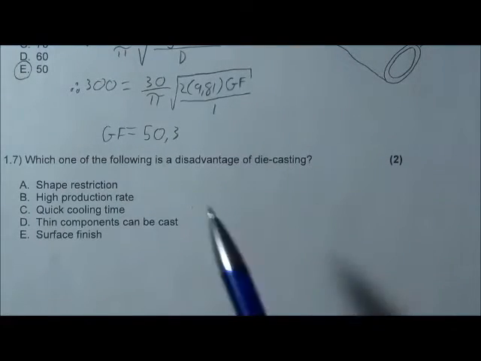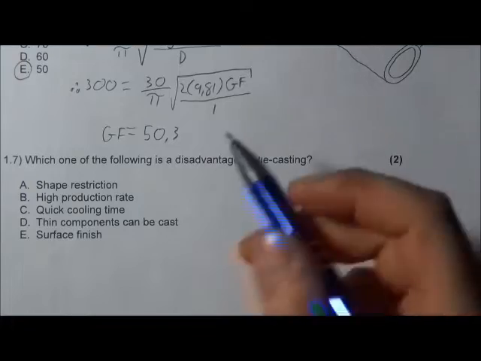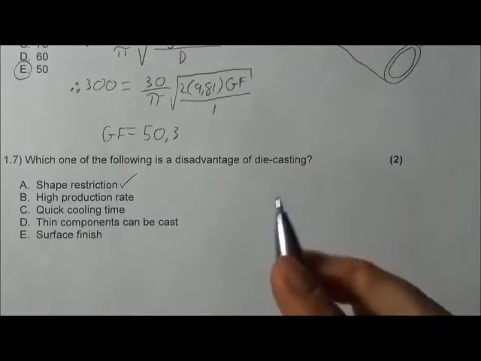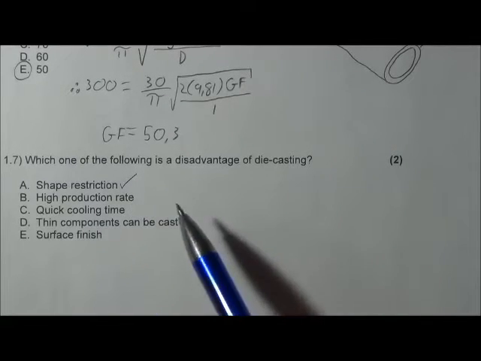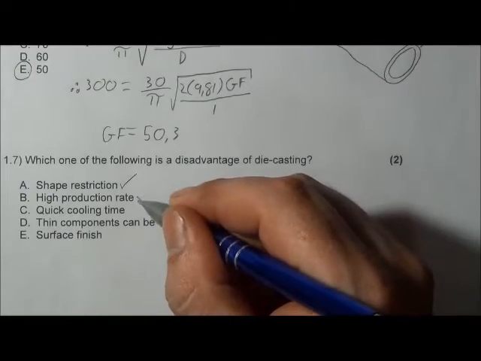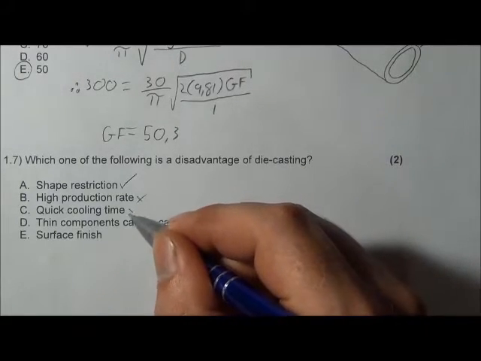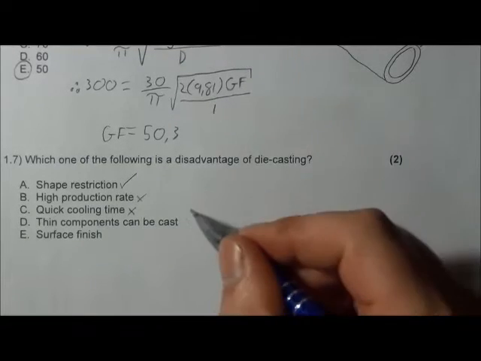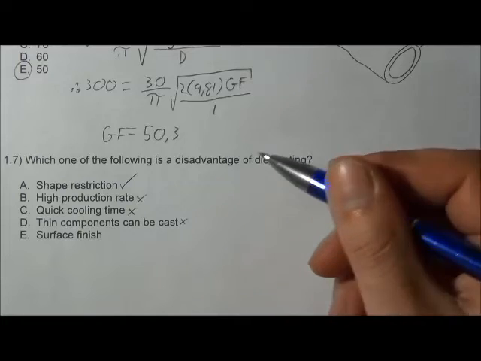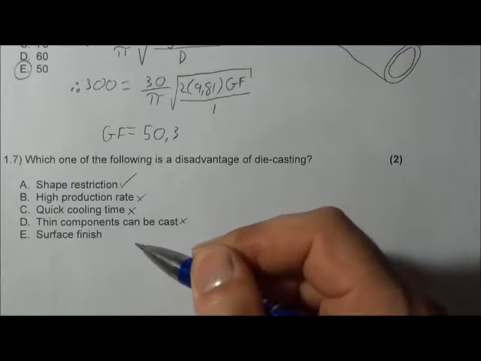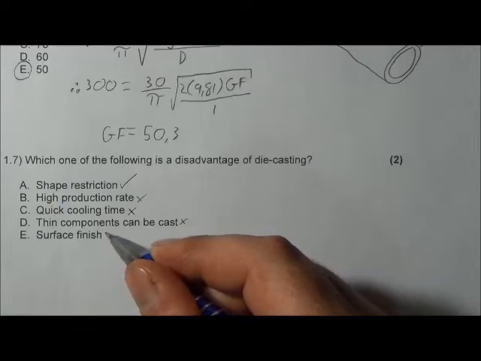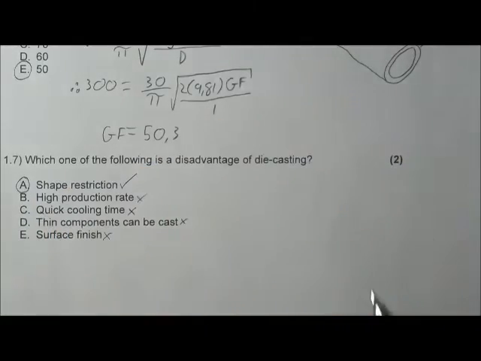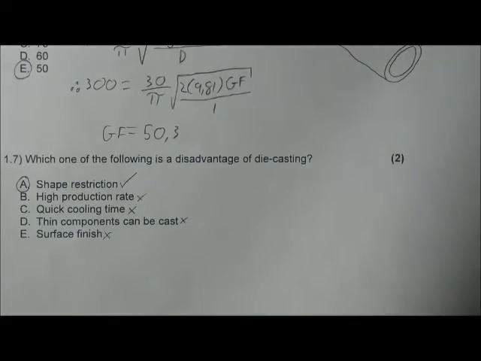So your shape is a problem in die casting. You can't have very complicated shapes. So which of the following is a disadvantage of die casting? Shape restriction is a disadvantage. High production rate is an advantage, not a disadvantage. Quick cooling time is also a material advantage or process advantage for material strength. Thin components, this is also an advantage, not a disadvantage. And surface finish depends on the mold surface, so it can do pretty much any surface finish you need. So the correct answer here is 1.7a. Shape restriction is the problem with die casting.